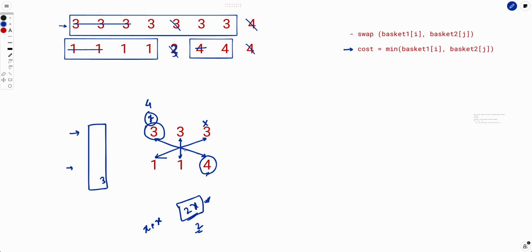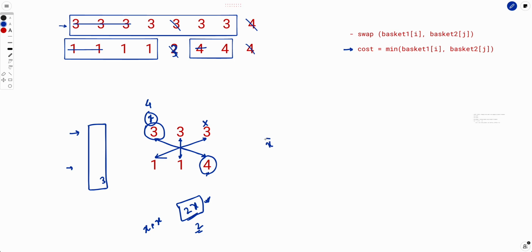This is not the optimal cost because in the problem we don't ask to minimize the swaps. We can do as many swaps as we want. We just need to minimize the cost. So we know that we need to make these swaps, but we are not bound to make these swaps in a single swap. We can use another element, let's say x, to perform these swaps.